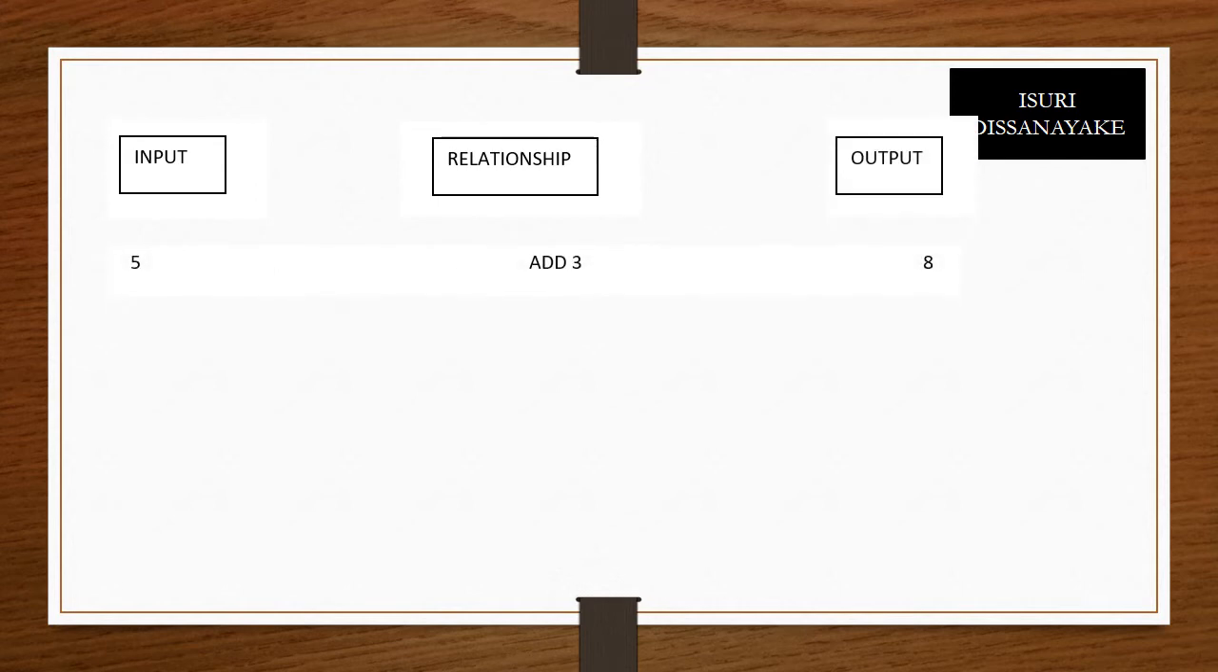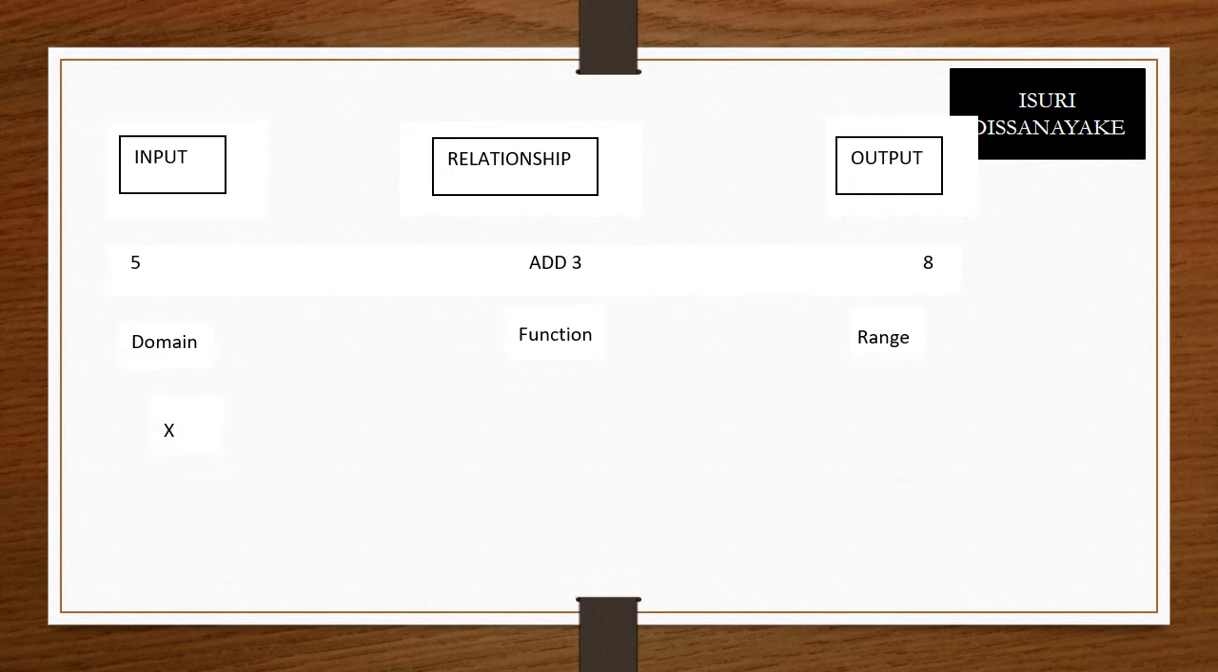If we input 5 and the relationship is to add 3, our output is 8. In functions, the input, I will call it as the domain. The relationship, I will call it as the function. Output, I will call it as the range. So you have to know the meaning of the words domain, function, and range. In simple English, I would call this as the input, relationship, and the output.